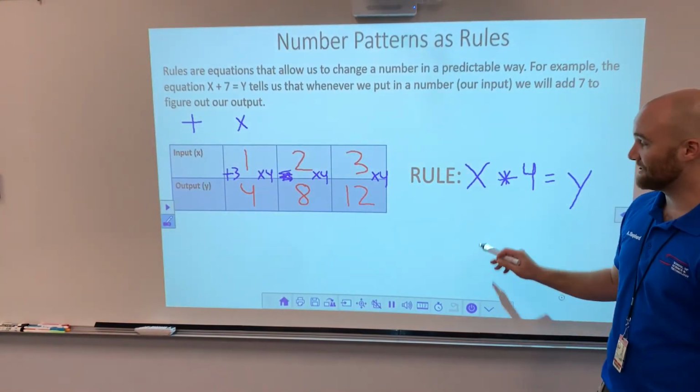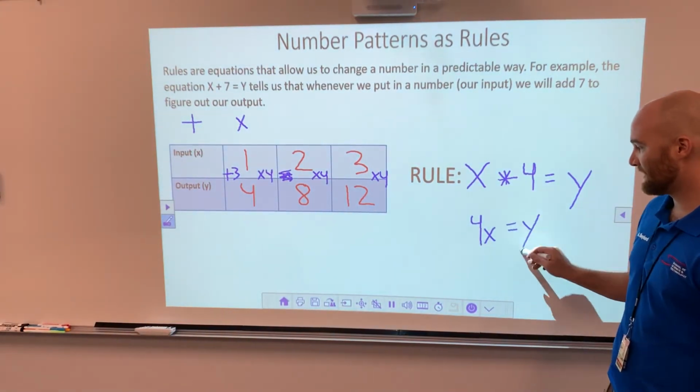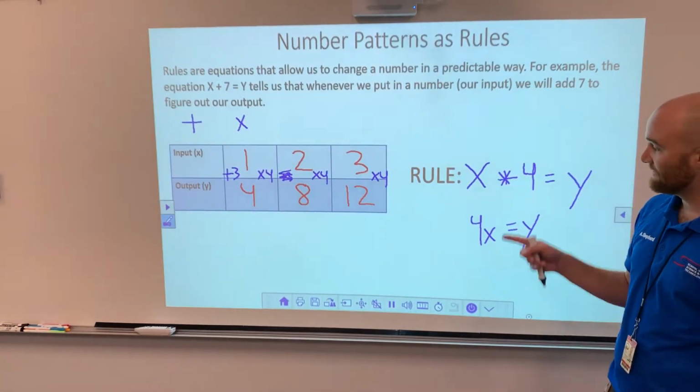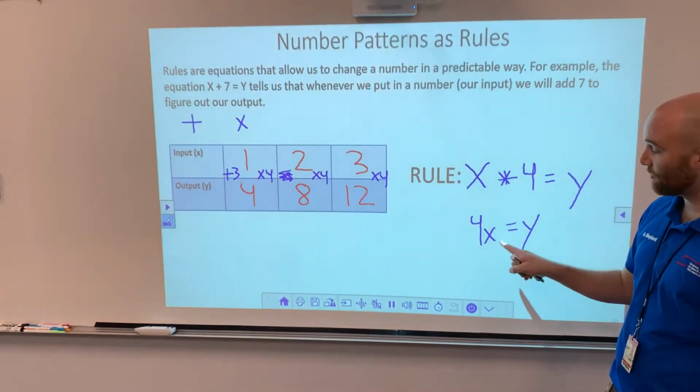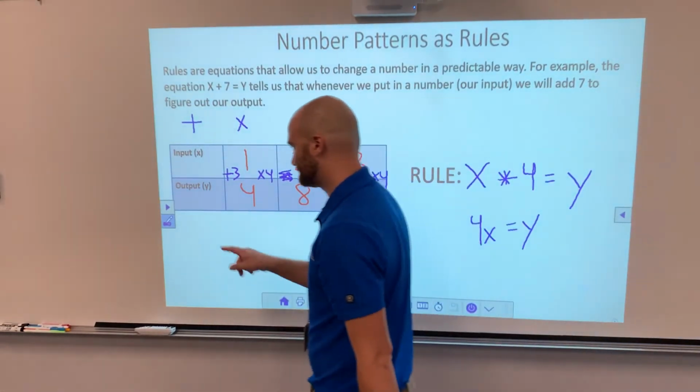Sometimes you might see mathematicians being lazy and saying 4 x's is equal to y, but that's the same thing. No matter how you write it, that's the same thing. This is x times 4 is equal to y, or 4 x's is equal to y. Let's try another one.